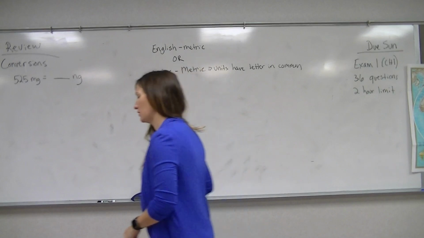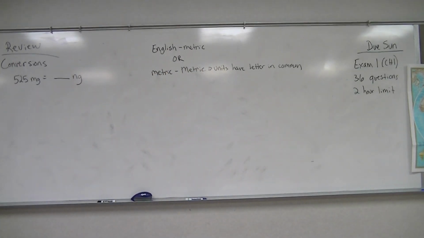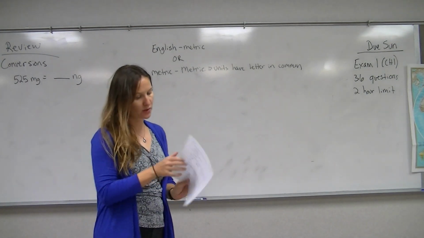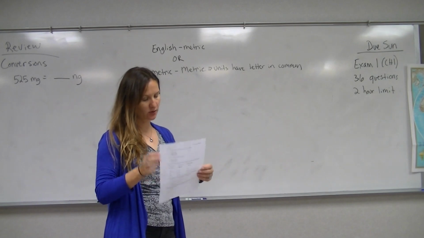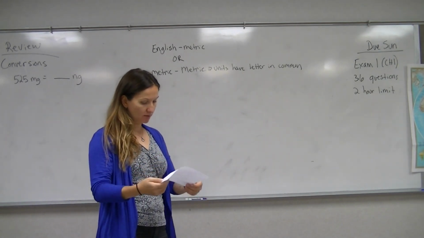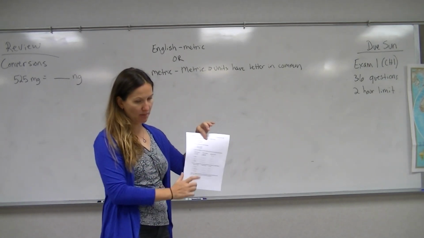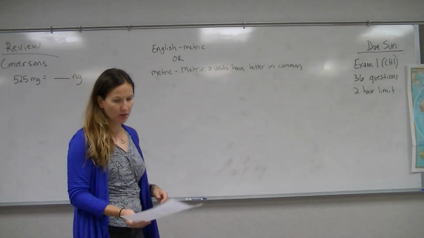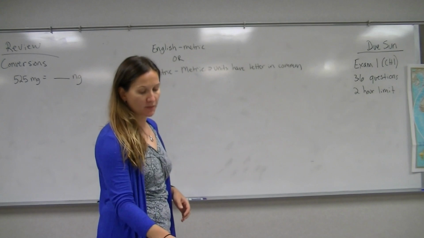So we're going to continue on with the review today, covering questions that we did not cover from the Exam 1 review problems. So that's that single sheet. So we're going to start in the conversion section, number 5 at the very bottom. So that's what I have written on the board here, 525 milligrams to nanograms.